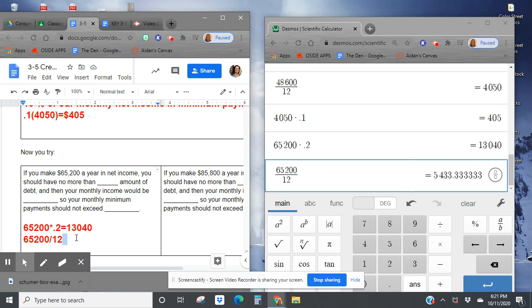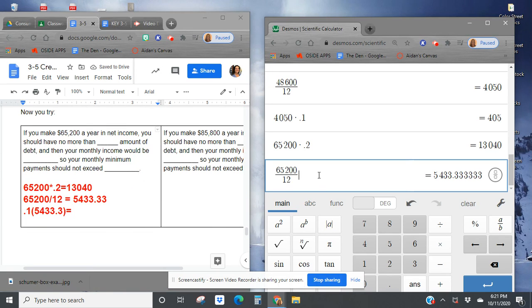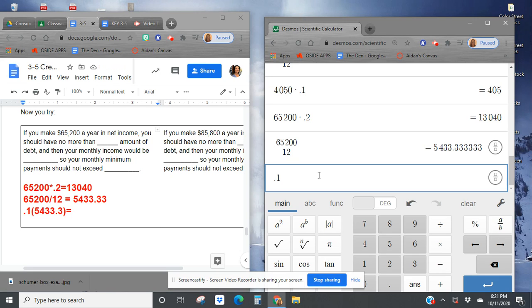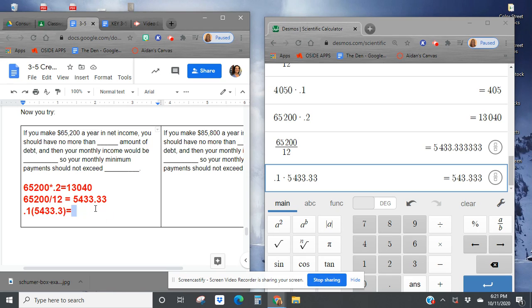And that means that they make $5,433.33 per paycheck. And we don't want to go over 10% of that. 0.10 of $5,433.33 is $543 a month.